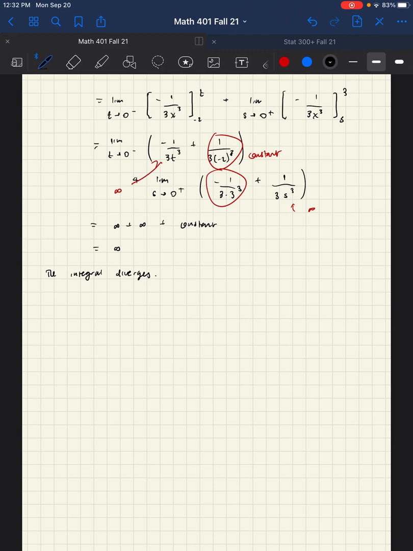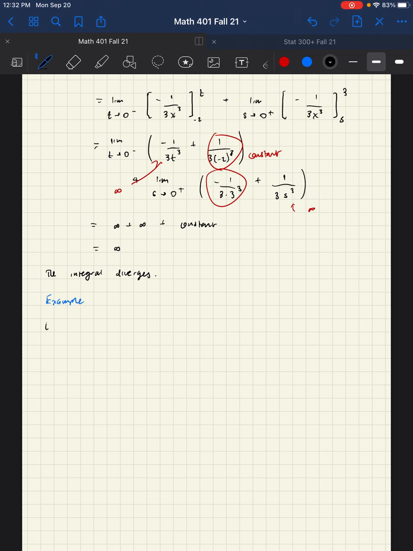And the limits of integration really matter here. So if we had chosen slightly different limits, it's possible that this could have converged. It just depends on how close you get to the discontinuity on either side.